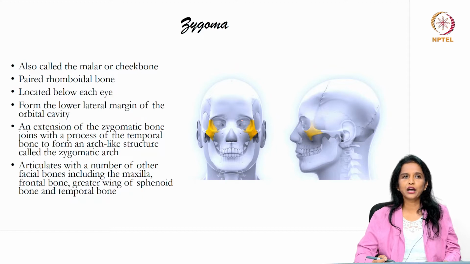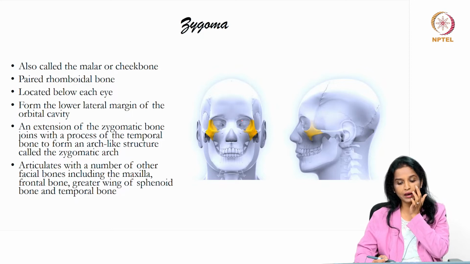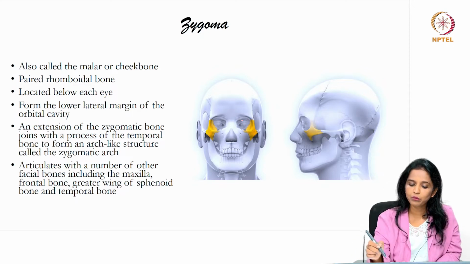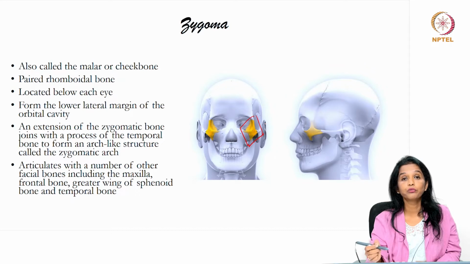And now we move on to a very interesting bone of the face, that is your zygoma. So this zygoma is also called the malar bone or the cheekbone. So this is your malar bone or cheekbone. It is very beautifully represented in this particular picture. It is said to have a lot of aesthetic value. If you have a very prominent cheekbone, the face looks more aesthetically pleasing.